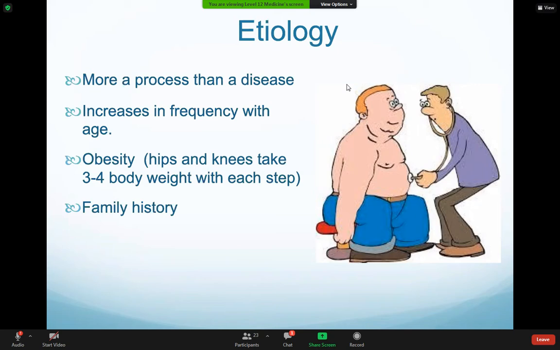Obesity plays a big role in developing osteoarthritis, but not necessarily. So not all patients who have arthritis are obese, but obesity increases the rate of arthritis. Hips and knees take 3 to 4 times the body weight with each step. So that's a huge load on these joints. And family history is also important in osteoarthritis. So there is an element of genetics with osteoarthritis.